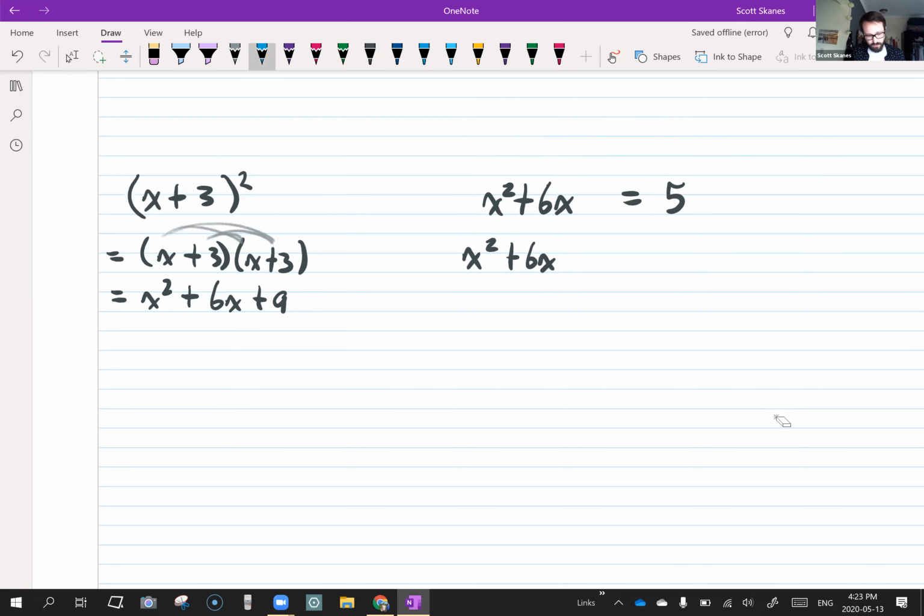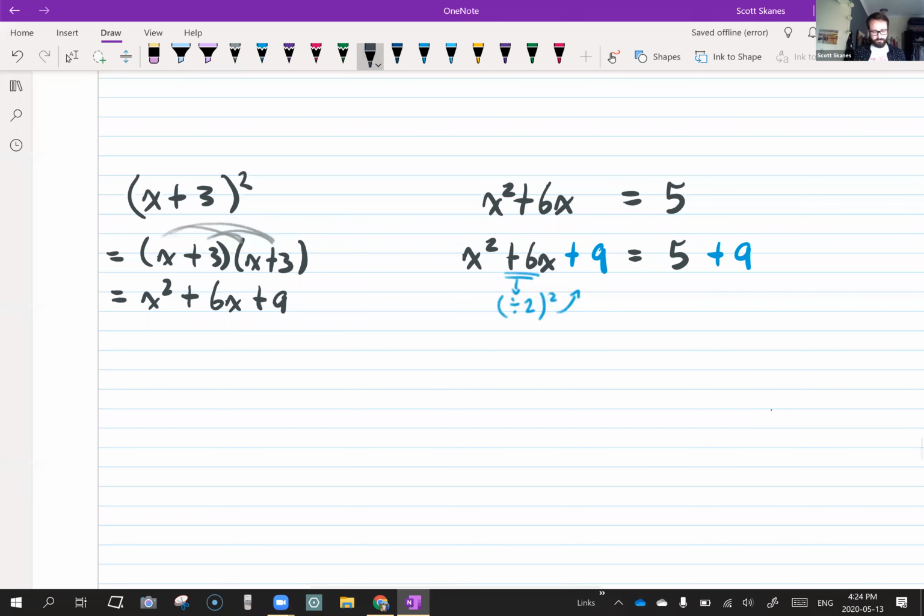The trick is, and it is kind of a trick, I'm not going to explain it too much. Take this number, divide it by 2, and square it. What do you get? You get 3 squared. What's 3 squared? 9. All right? On this side, we have a 5, but we're actually not allowed to just add a 9. We can't just change the whole equation and add a 9. So I also need to add the 9 to this side.